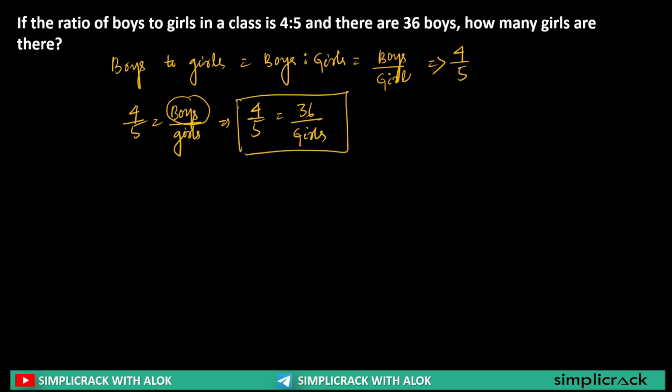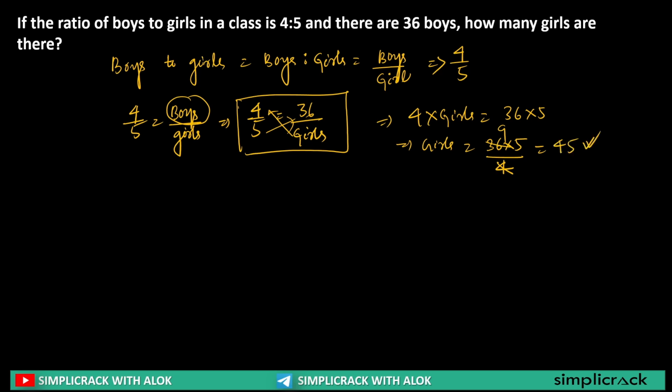Now this whole thing can be solved in two ways. First, we can simply crisscross. We can write 4 into girls is equal to 5 into 36, or girls is equal to 36 multiplied by 5 divided by 4. 4 nines are 36, 9 into 5 is equal to 45. So the number of girls is 45.